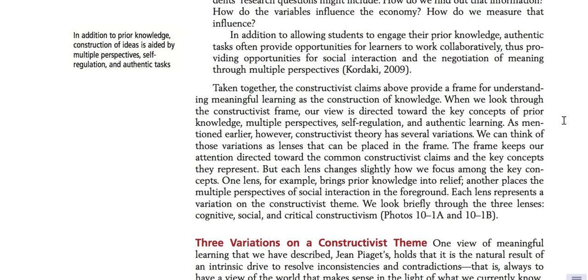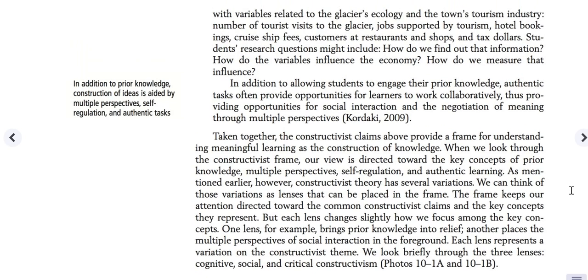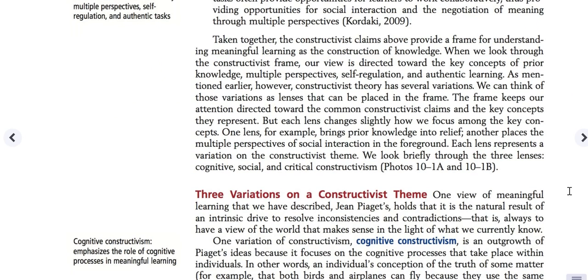One lens, for example, brings prior knowledge into relief. Another places the multiple perspectives of social interaction in the foreground. Each lens represents a variation on the constructivist theme. We look briefly through the three lenses: cognitive, social, and critical constructivism.